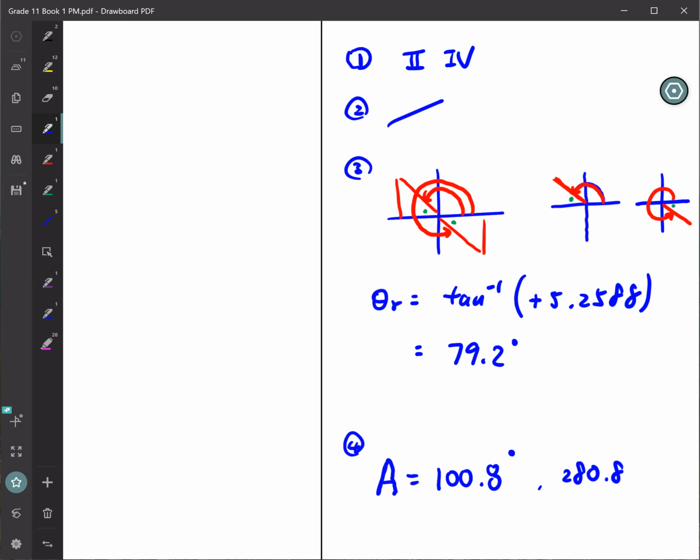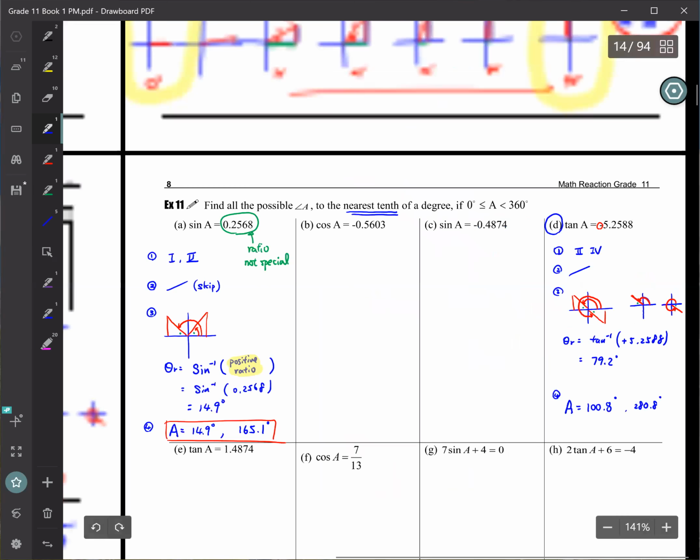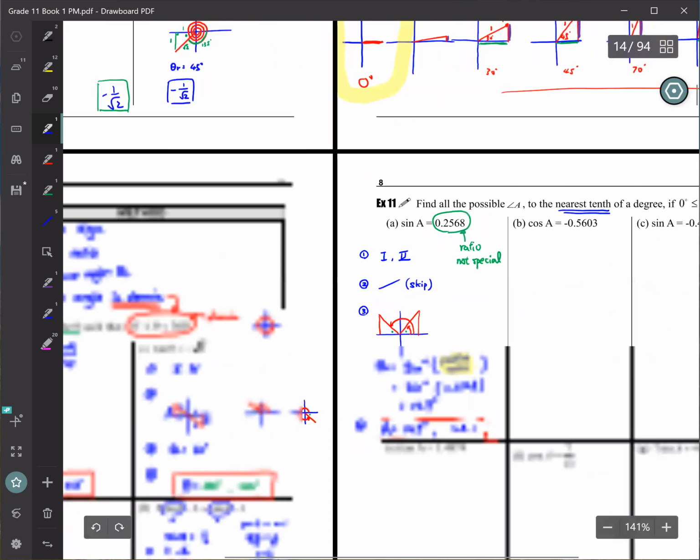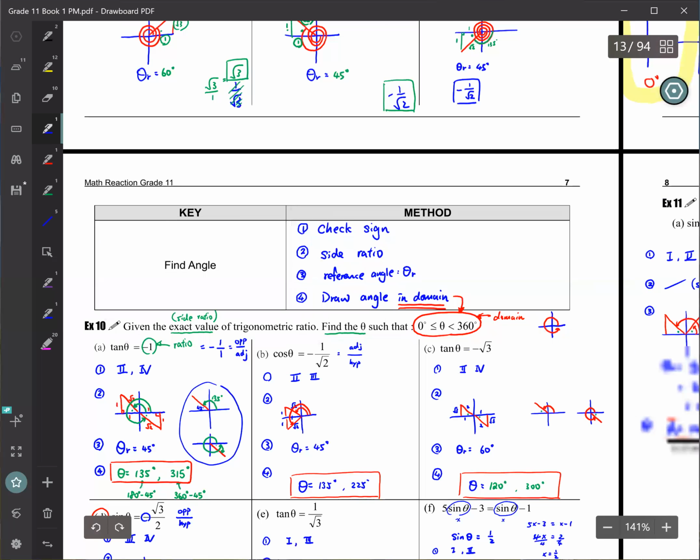Yeah, looks good. So it depends. There's no fixed rule on what to do. You need to look at the picture, and then decide whether you need to add or subtract, whether you use 180 or 360. So it depends on the picture. So let's go back to page 7.